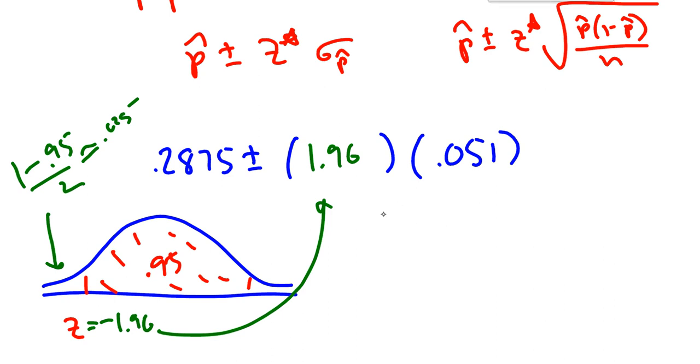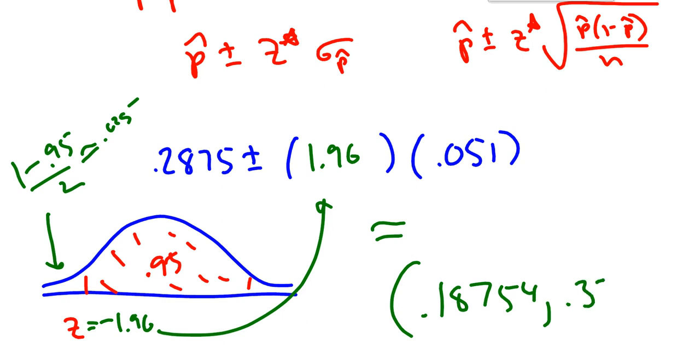Now I'm just going to estimate this confidence interval. And when everything's said and done, I am getting a confidence interval that goes from 0.18754 up to 0.38746, or about 19% to about 39%. So what can we say here?